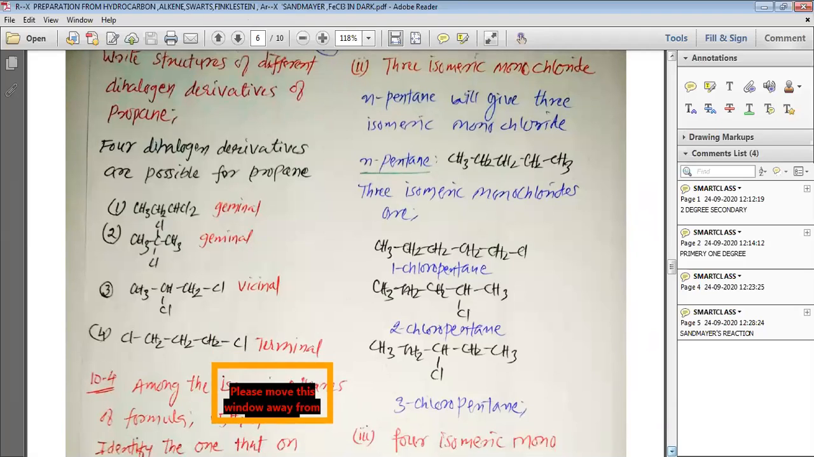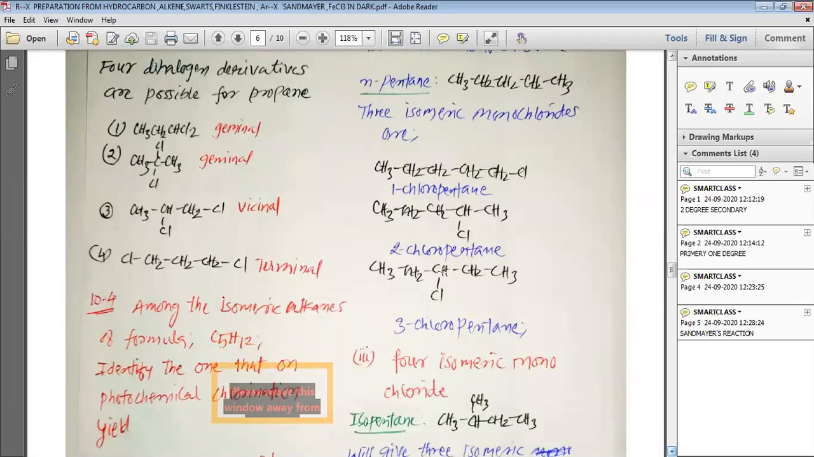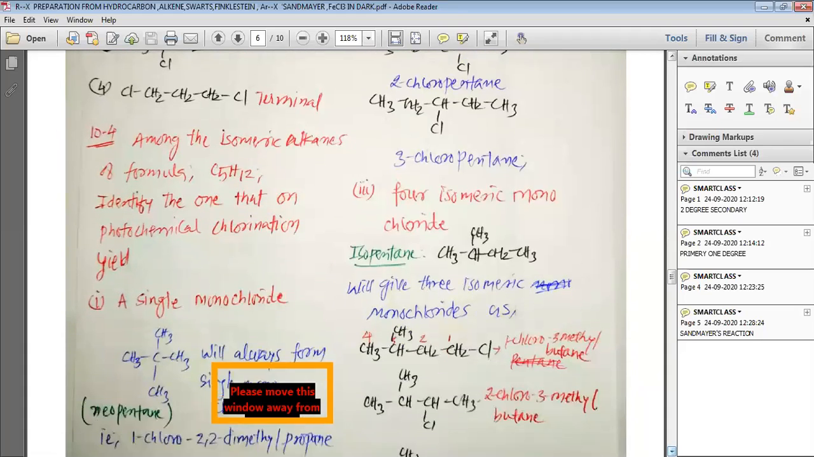Write the different dihalogen derivatives of propane. You can see here, my dear students, that propane gives four dihalogen derivatives. One is 1-chloropropane, 1,1-dichloropropane, another is 2,2-dichloropropane, next one is 1,2-dichloropropane and 1,3-dichloropropane. 1,1 and 2,2 are called geminal, 1,2 are called vicinal, whereas 1,3 is called terminal dihalides.